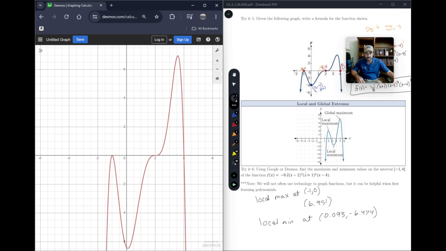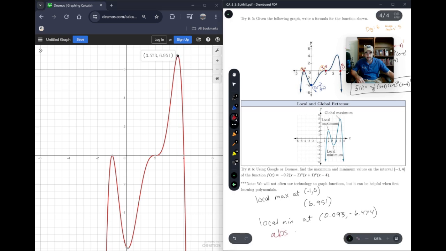What else does it say to do? It says find the maximum and minimum values on the interval -1 to 4. Oh, it only asks us to look from -1 all the way to 4, which is what we did. That's just excluding the 2 end behaviors that go all the way down right there on the ends. So we found local maxes, local mins. We can find the absolute max. Absolute max definitely looks to be way up there. So we can just make a note that says absolute max is at the exact same spot. So that is one of the local maxes.